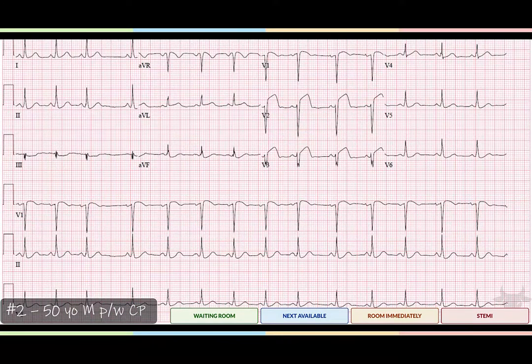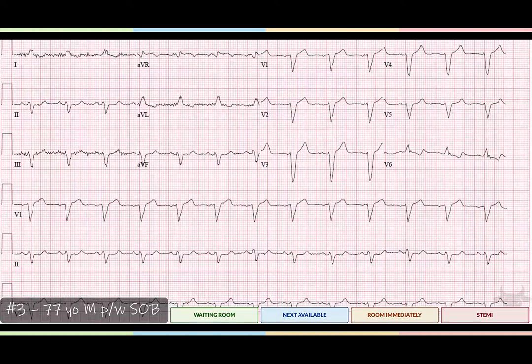Totally agree. Number two, 50-year-old male that presents with chest pain. Where are you putting this one? So this guy is getting our STEMI protocol activated. Definitely. If you're a PCI center, you're going to get him to the cath lab. If you need to transfer this out, you'll transfer it out, but you're going to get all of those wheels rolling and get that process going.